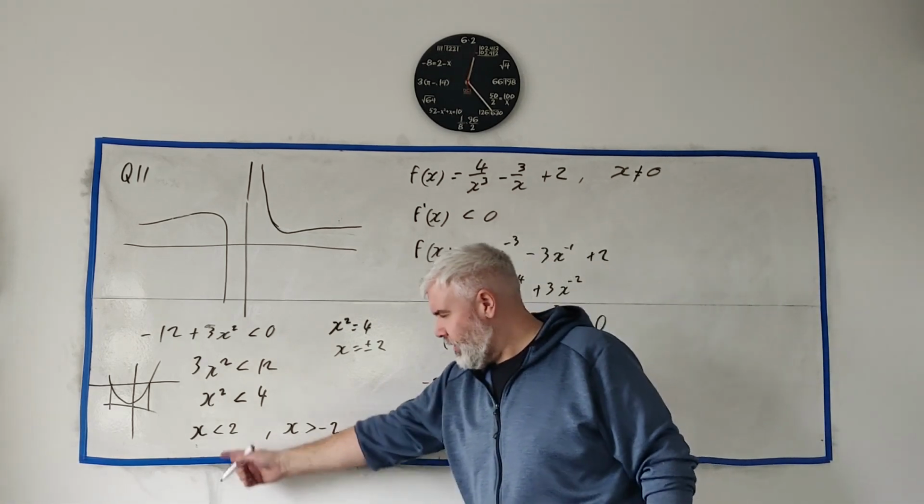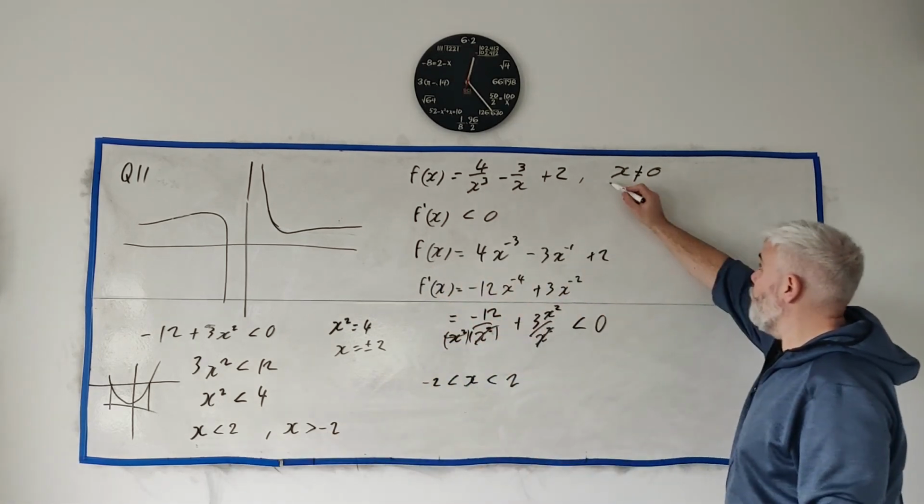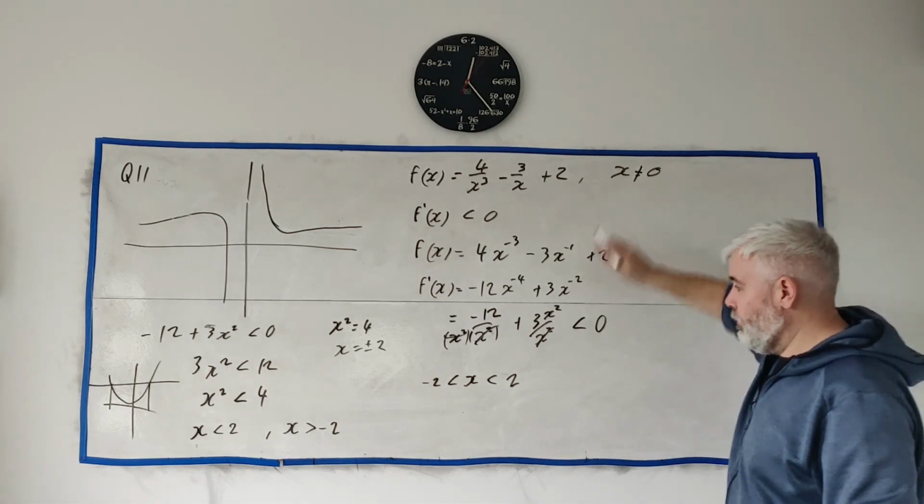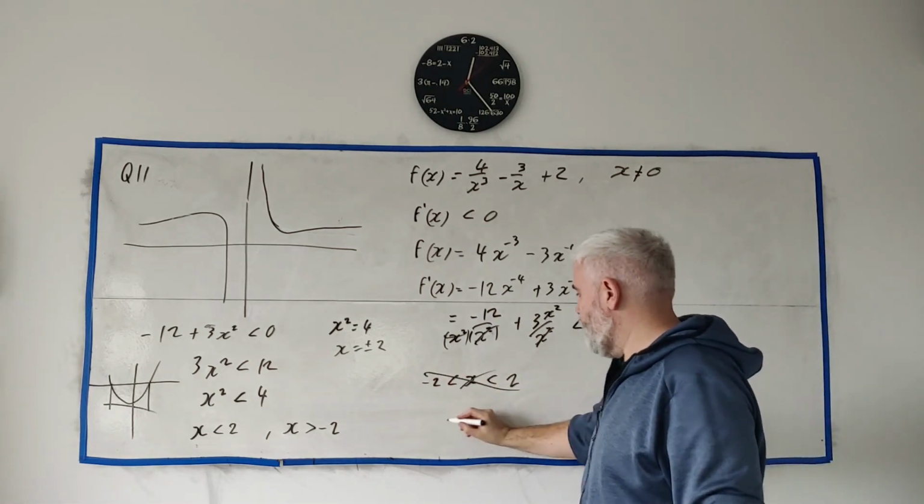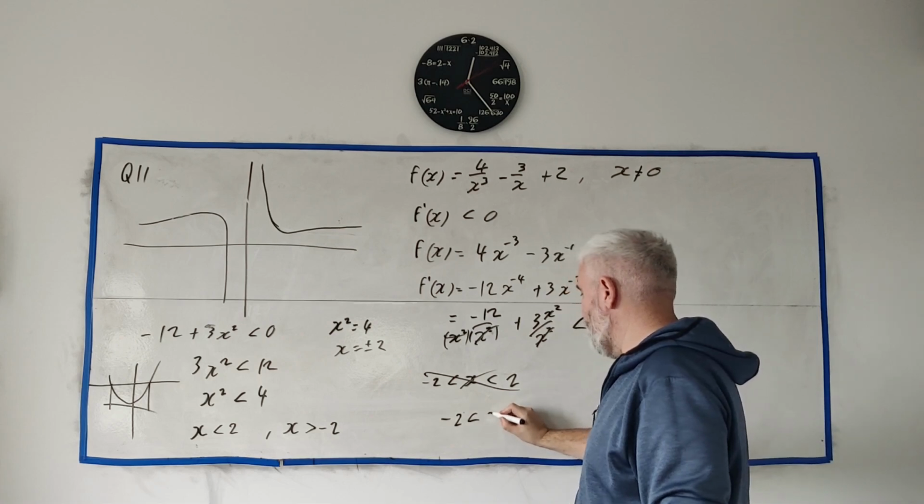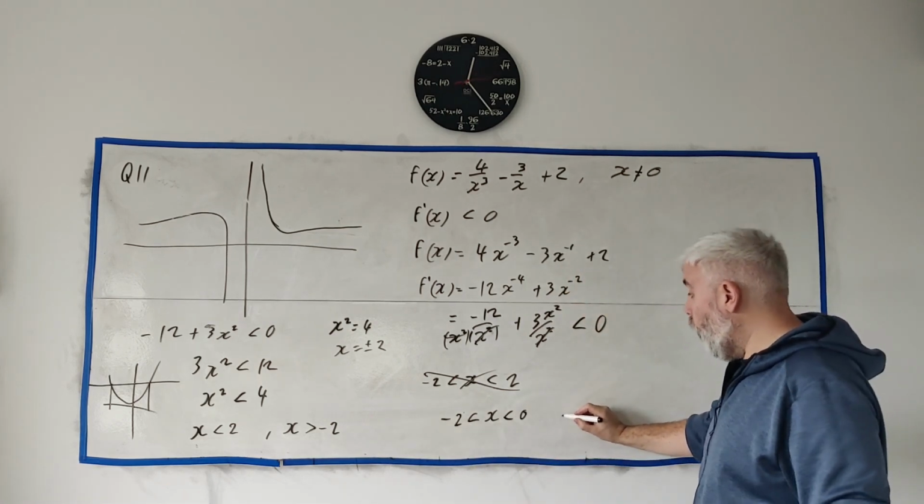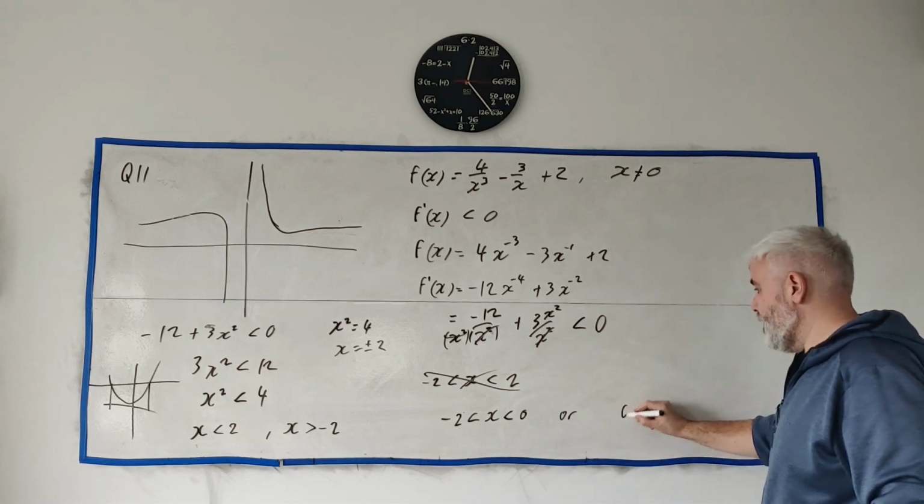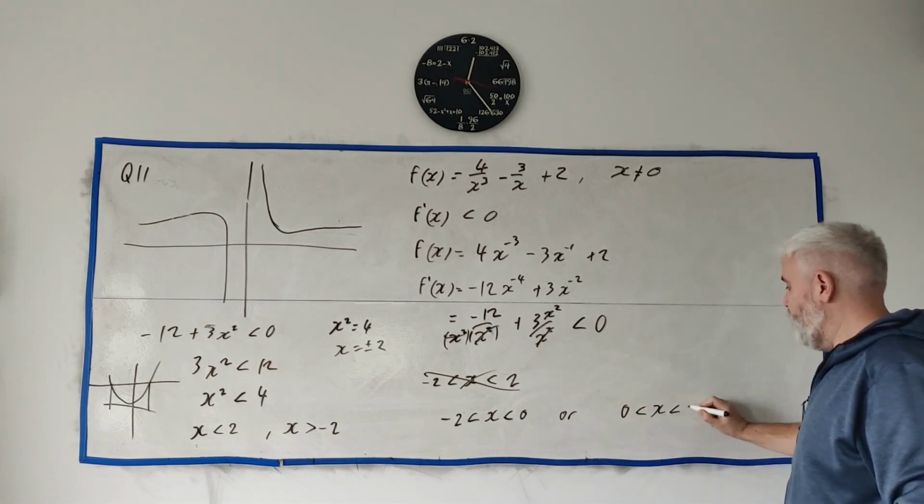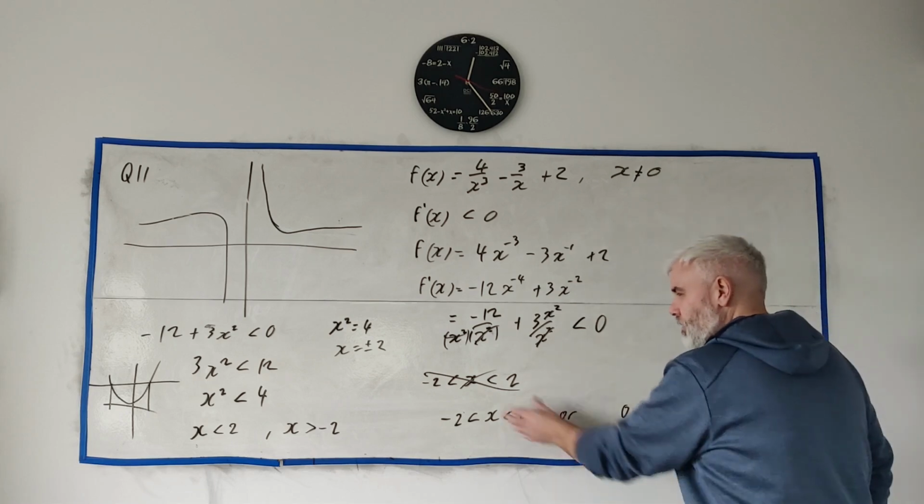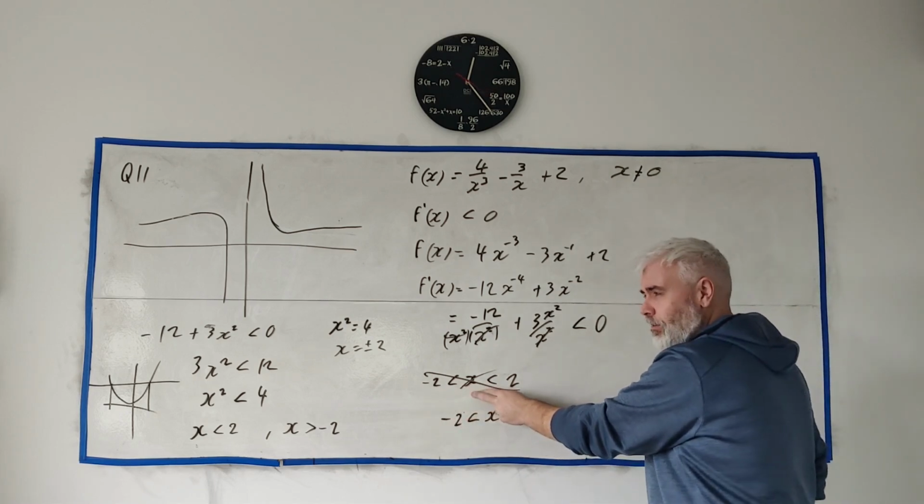I guess just for this as well, they want you to acknowledge what they gave you. x not equals 0, so this is wrong. Probably the best way to write this would be x is between minus 2 and 0, or it's between 0 and 2. It's because it's never 0. Because this implies it's sometimes 0.